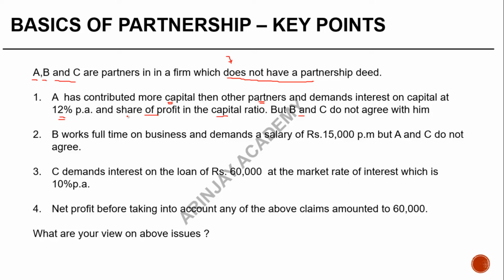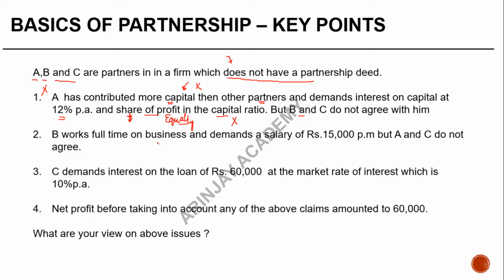Now, let's first take the share of profit part. In case there is no partnership deed and there is no specific mention as to how the partners are going to share the profits, the profits have to be shared equally. What that means is that the claim of A that he should be paid in the ratio of his capital cannot be accepted. The second one is regarding interest on capital. Again, if there is no partnership deed, then there is no interest on capital which has to be paid to a partner. And therefore, the claim of A that he should be given more interest on the capital is wrong.